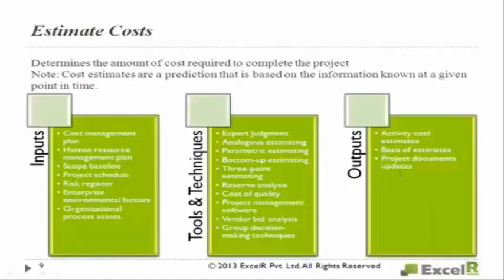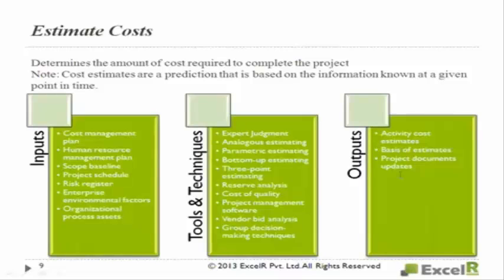And then the 3-point estimation or the PERT analysis, which you know: optimistic plus 4 times most likely plus pessimistic, divided by 6. Important formula for the examination. At least one question is expected from this.